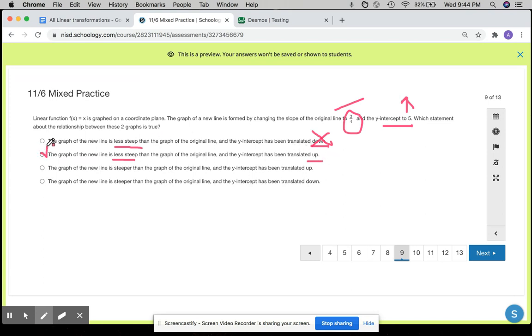If we go on to read the next few statements, the graph of the new line is steeper. That piece is not correct because 3/4 would make this slope less steep. The graph of the new line is steeper. Again, that's not correct. And if you need a visual, graph this for yourself. Graph the parent function and graph the new line.